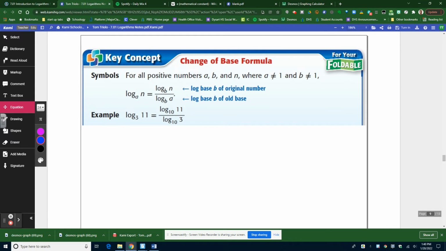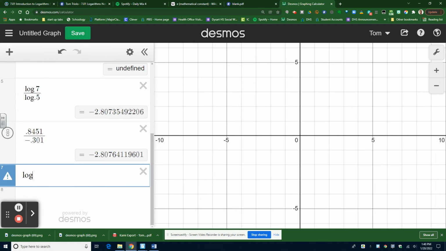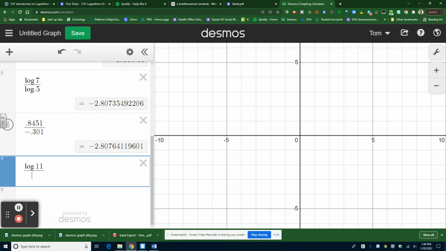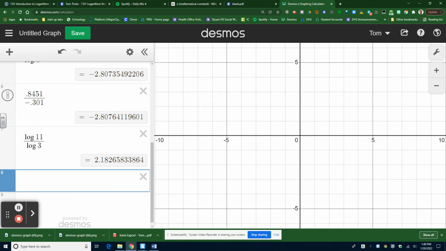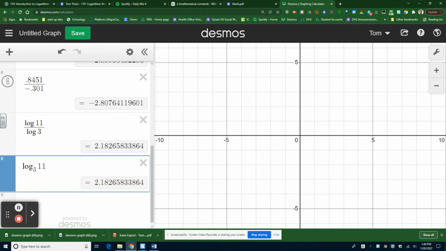Go ahead and dump it into Desmos. Log 11 divided by log 3. Here, look at it. And it's pretty close to 2 because 11 is close to 9. But we really don't have to do this. LOG underscore 3 of 11. Same answer. Believe it or not, when I was your age, I had to use a change of base formula.